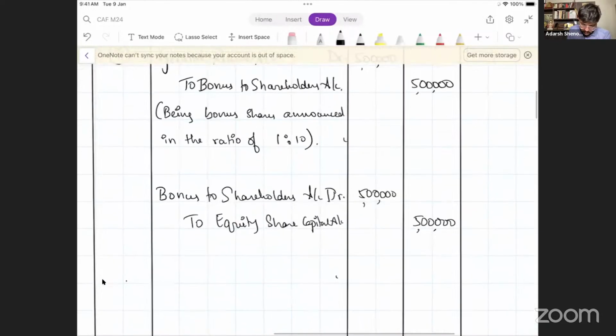Five lakhs. Done. That's it. Is this clear?